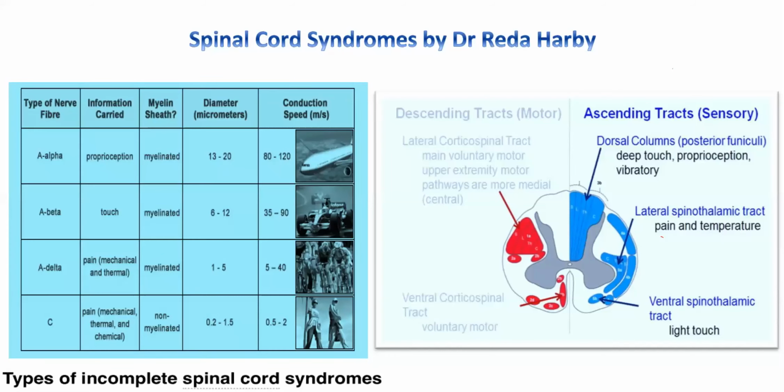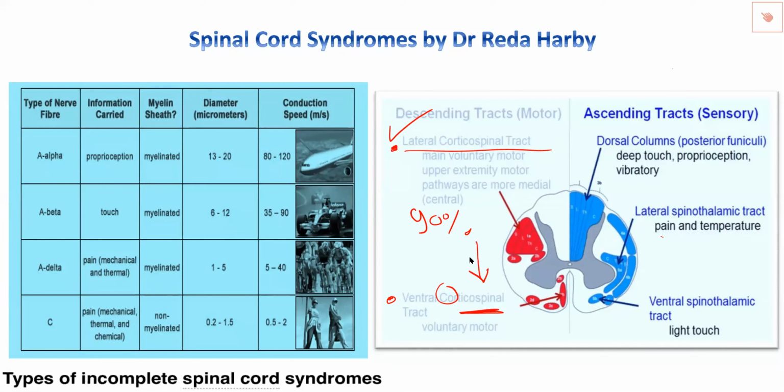Spinal cord syndromes in MRCS. The spinal cord contains descending tracts: lateral corticospinal and ventral corticospinal. These tracts are motor, containing descending orders to the muscles of your body. The lateral corticospinal tract is the main one, containing 90% of nerve fibers. The ventral corticospinal tract is cortico, from the cortex, going to the spinal cord.